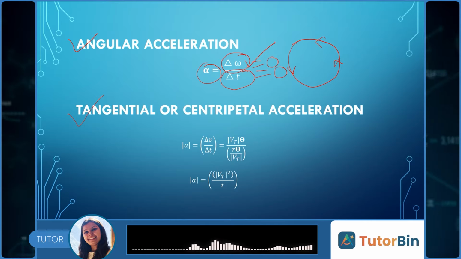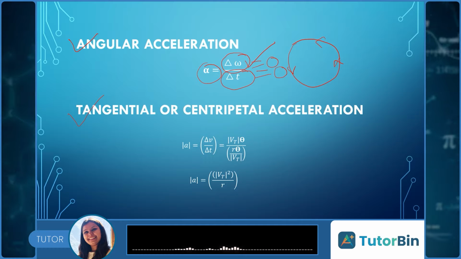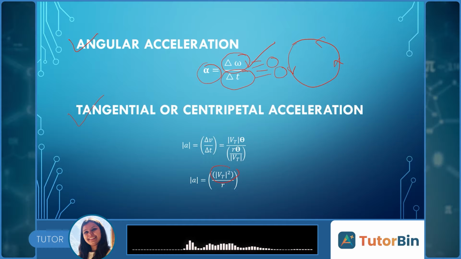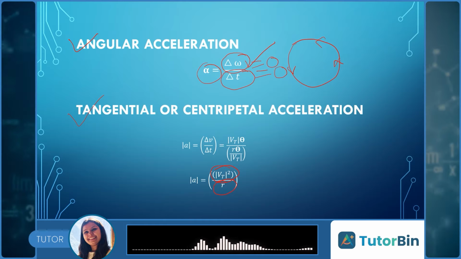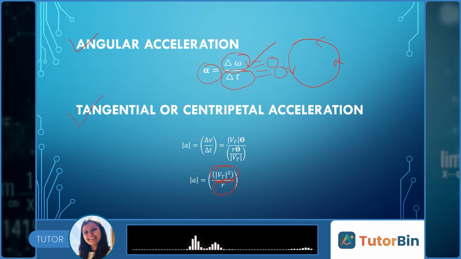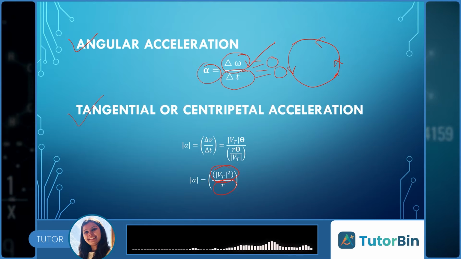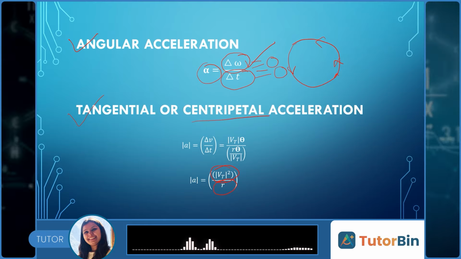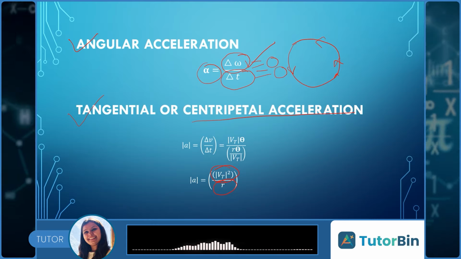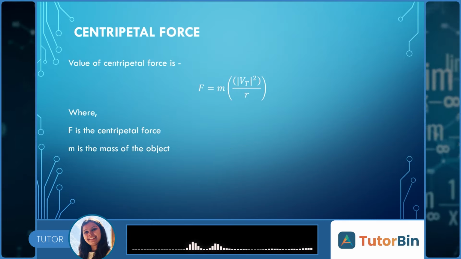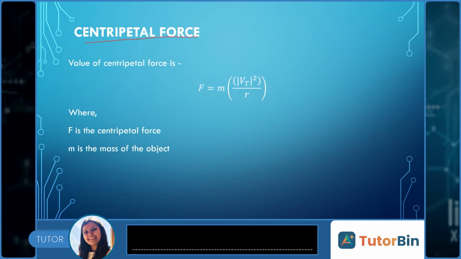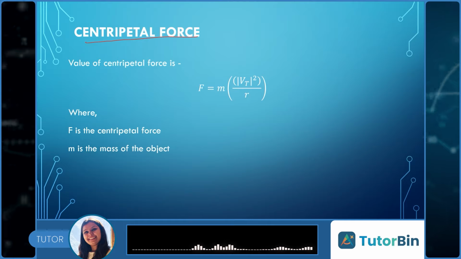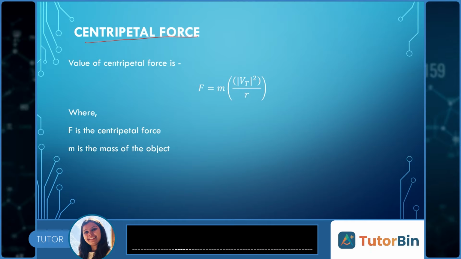Tangential acceleration can be defined as the square of the tangential velocity divided by the radius of the circular path. Tangential velocity ensures that the object keeps moving forward in the circular path. Tangential or centripetal acceleration leads to centripetal force. The simplest example of a centripetal force is the force acting on the Earth. This force acting on the Earth helps the Earth stay in its orbit.